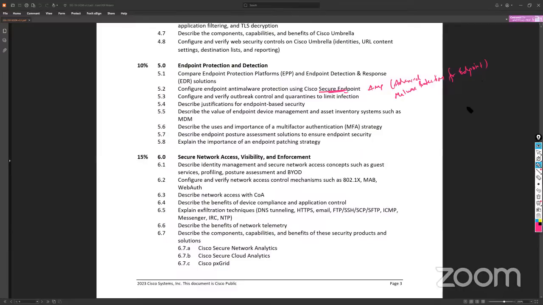So anytime the user is executing any file, doing a copy, creating anything, etc., this endpoint agent runs on that machine, reports, and tries to protect that endpoint. These are all of the features here: outbreak control, quarantines, endpoint-based security, right?